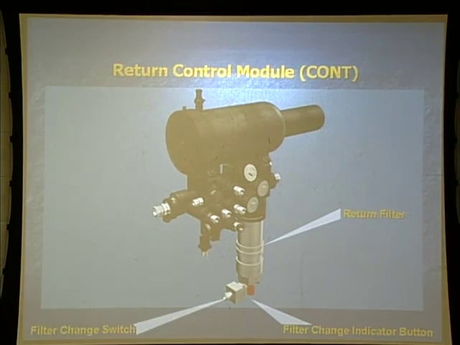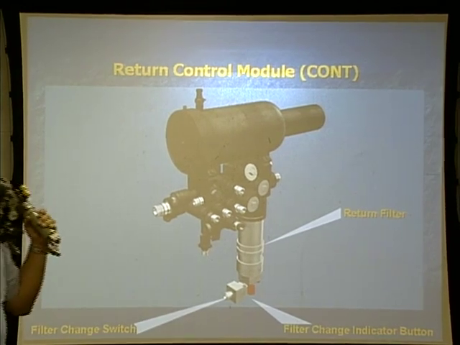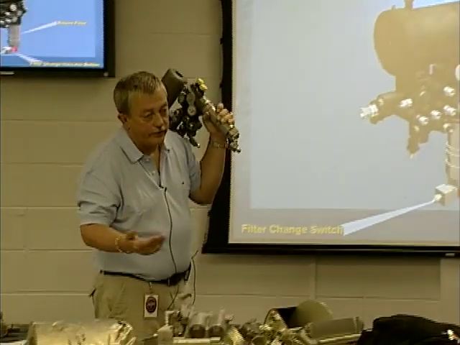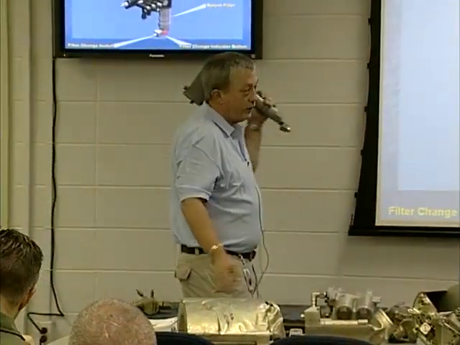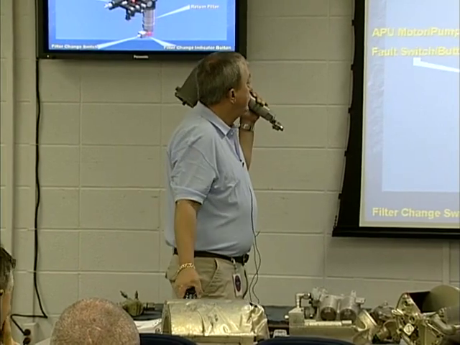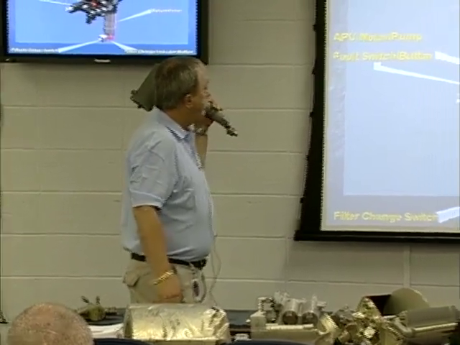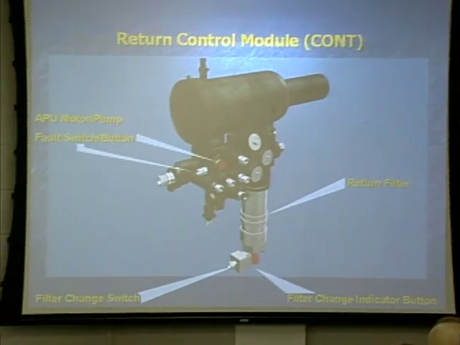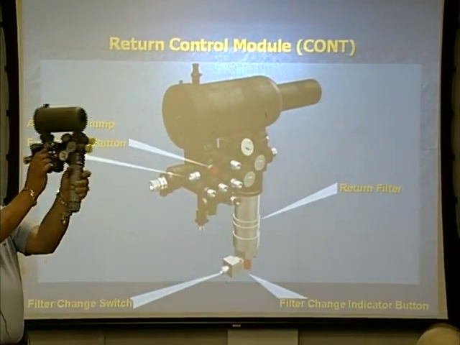And again, if this button pops, reset it, crank the APU, motor the engines for 30 seconds. It also has a filter change switch hooked up to a filter change light. Our APU motor/pump fault button is this button at the top.